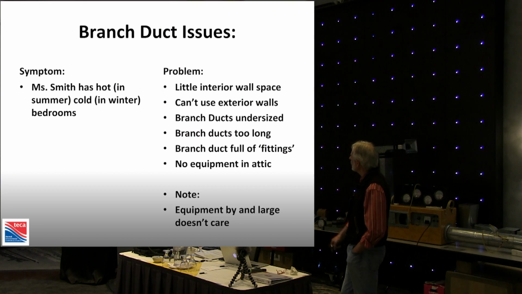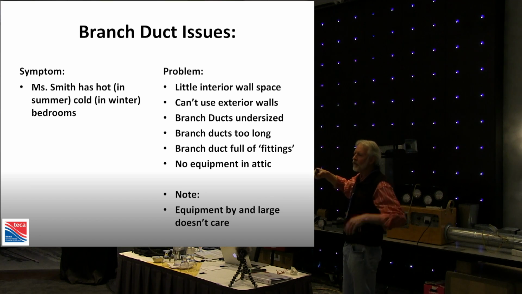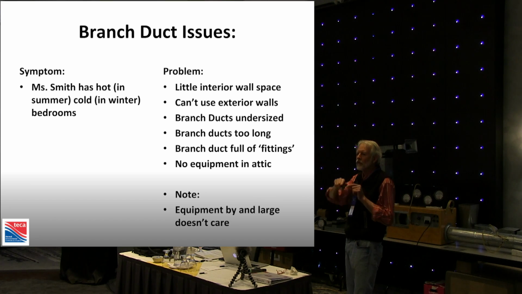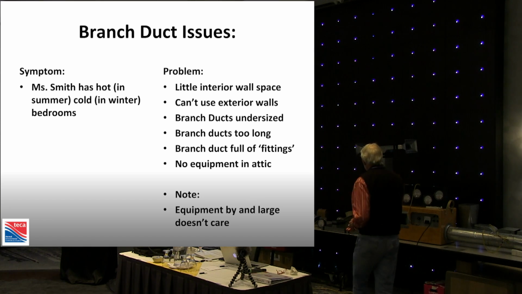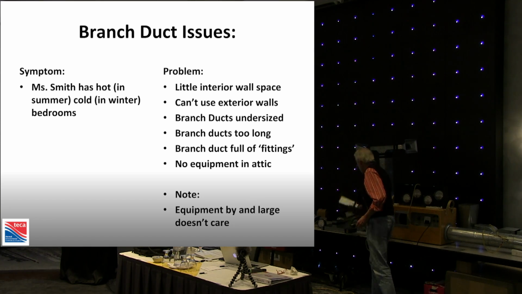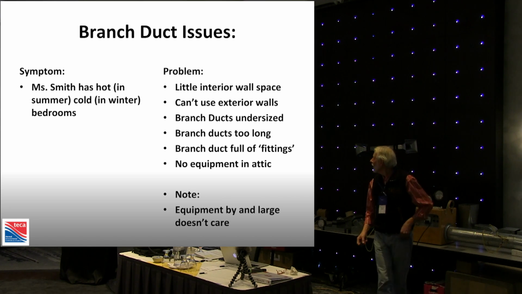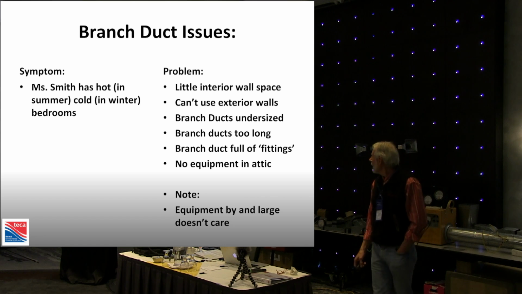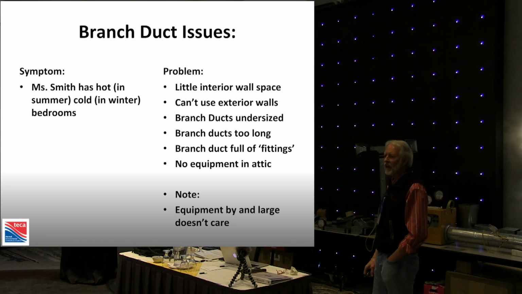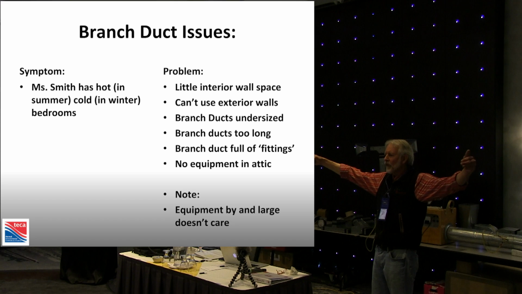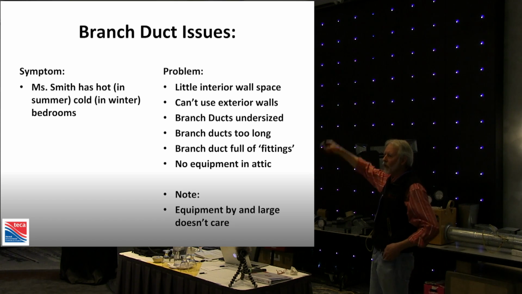The fundamental issue is we have no inside wall space, can't use outside walls. The branch ducts going to Mrs. Smith's bedroom are too small, too long, with too many fittings, which is a sophisticated word for change of direction. Every time air changes direction, it doesn't like that. That's why there's a difference when you have to change direction, whether you have something that's harsh or something that is very good. We can't put equipment in the attic, and by and large, the equipment doesn't care. The equipment only cares about the duct within 10 feet of it. Mrs. Smith is a whole different ballgame.